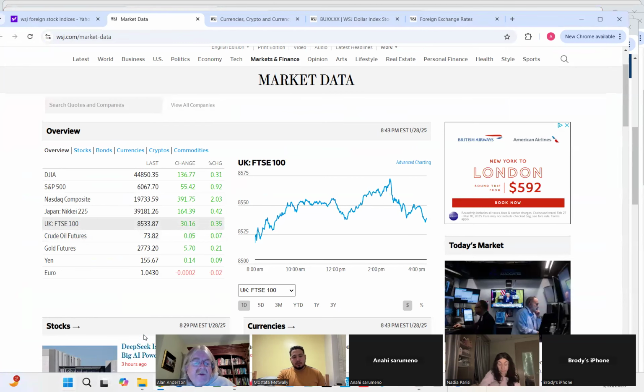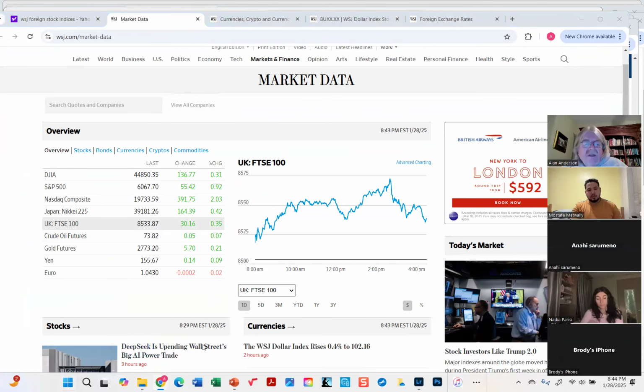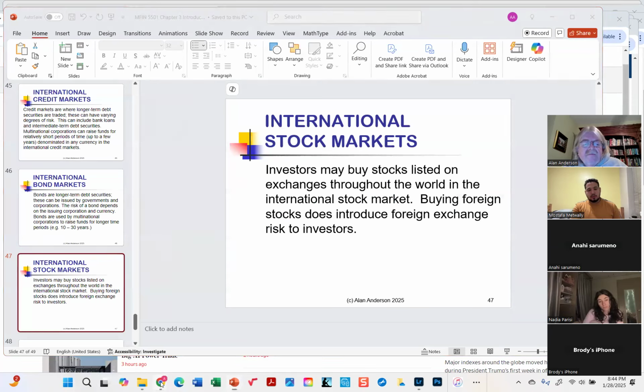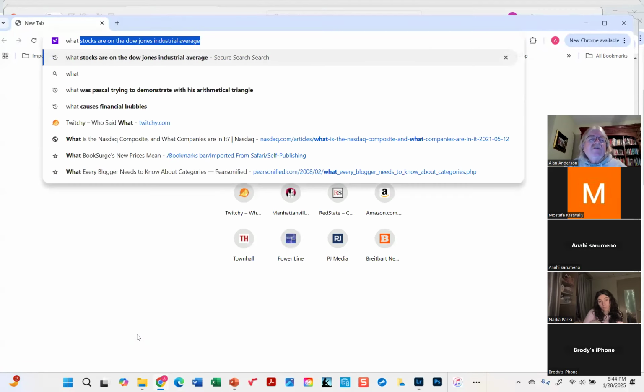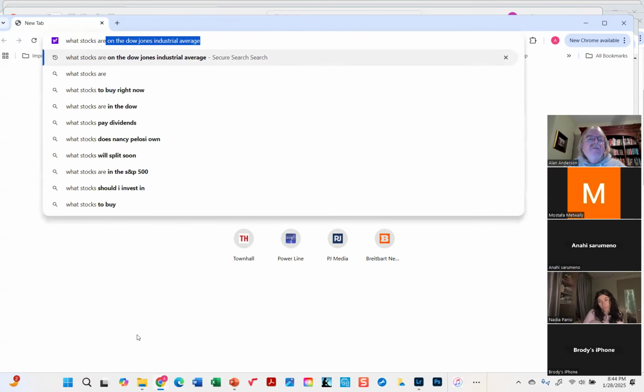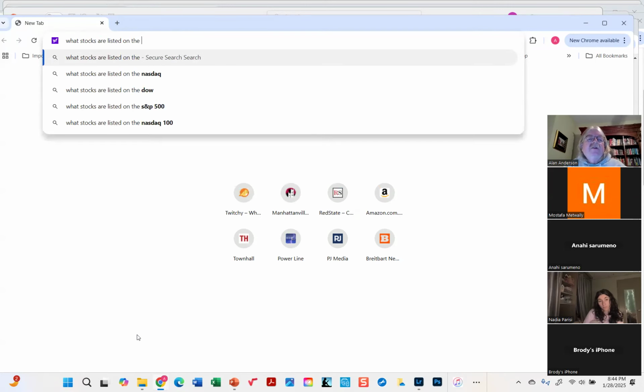In fact, what we could do, if you want, is look up some stocks that are listed on those exchanges. For example, let's say what stocks are listed on the FTSE, they call it 100. It's actually an acronym for Financial Times Stock Exchange. Okay.